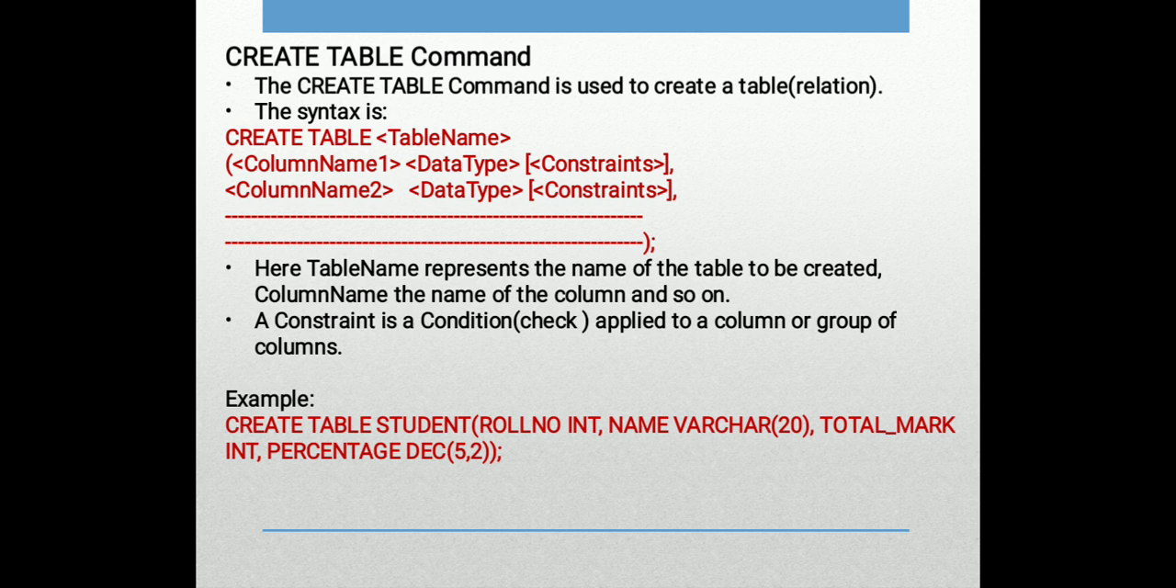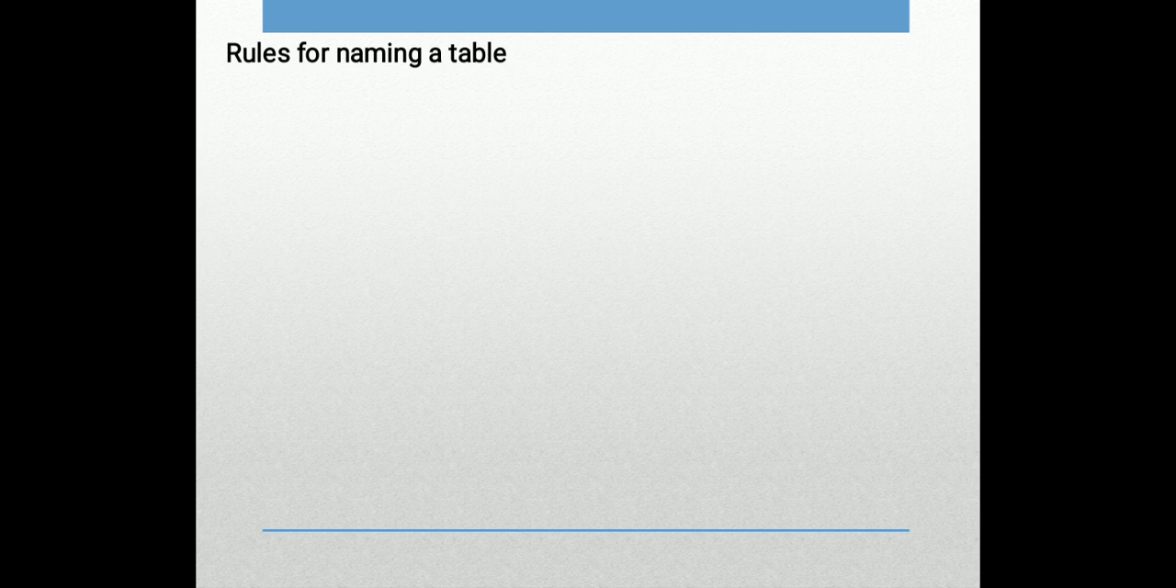The int data type is a numeric data type used to enter integer numbers, and varchar is the string data type, for characters with the size 20, and DEC is used for numerical numbers. For fractional numbers we use DEC(5,2). 5,2 means the total number of digits is 5, and after the decimal point we use only 2 digits. By this statement we can create a student table with the column names roll number, name, total mark, percentage.